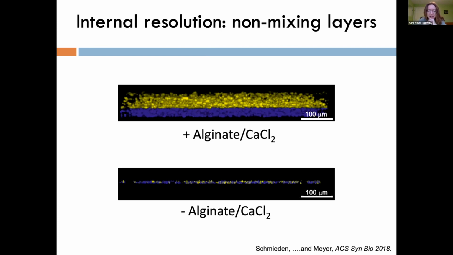In comparison, the bottom image is when we don't have the bio ink chemistry, we don't have the alginate and the calcium chloride, we're just depositing liquid culture, and you can see everything is fully mixed.